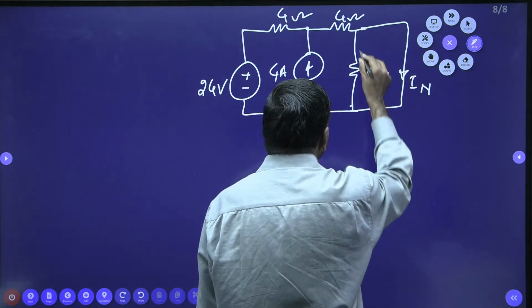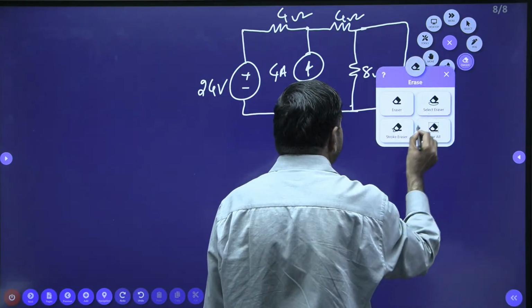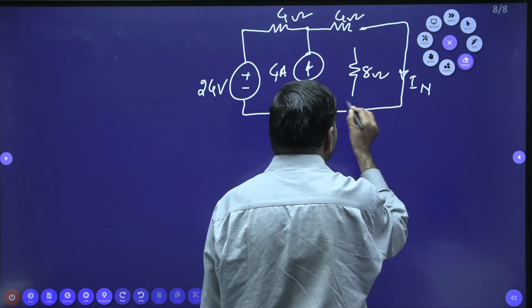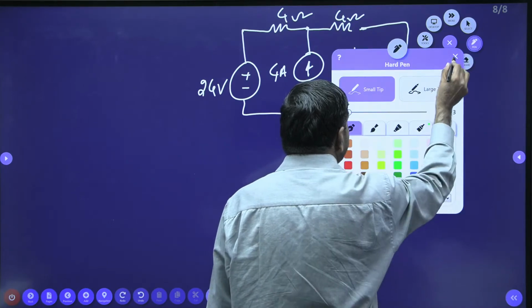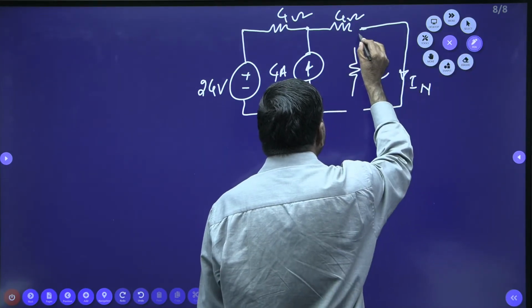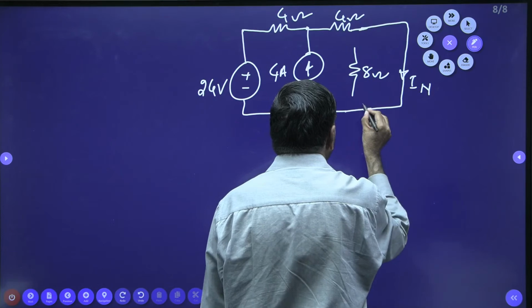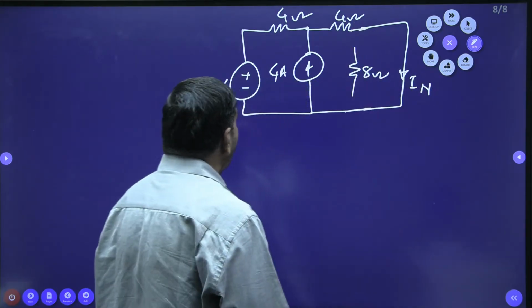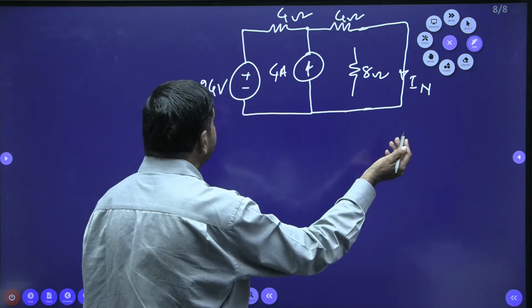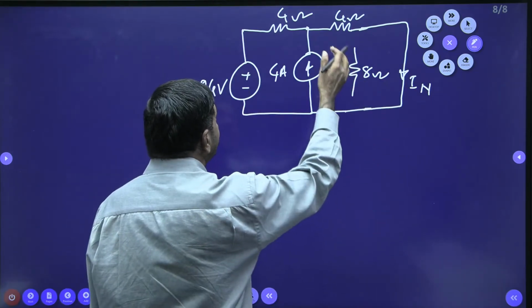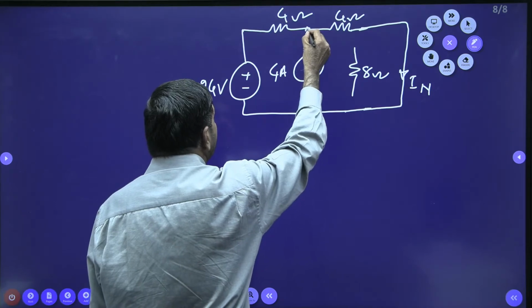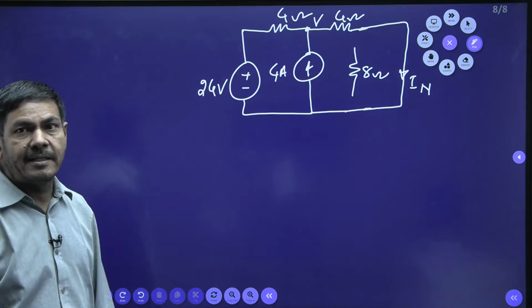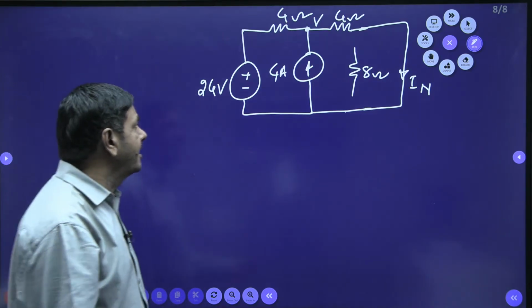Whenever it is shorted, the current through the 8 ohm is what? 0 amperes only. At that time, the redundancy technique is applicable. You can remove these 8 ohms also. Even if you remove it, it doesn't matter, as it doesn't pass any current. And you can determine the IN value. How can I determine it? By using nodal, you can find V directly. Once you get the V value, you can determine the IN. Any method you can apply, nodal or mesh or anything.